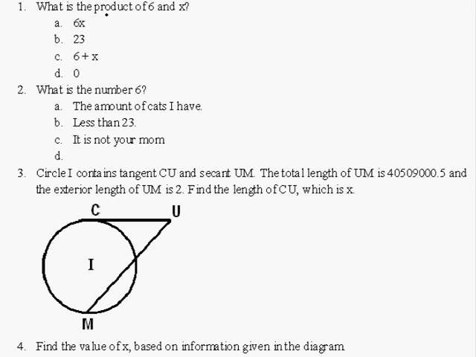Alright, first one. What is the product of 6 and x? Well, first of all, what you want to know is that product is adding, so it's definitely not C. And it's not 0 because we're not dividing. And it could only be 23 if x was actually the letter Z. So, it has to be 6x. 6x. Just like that.